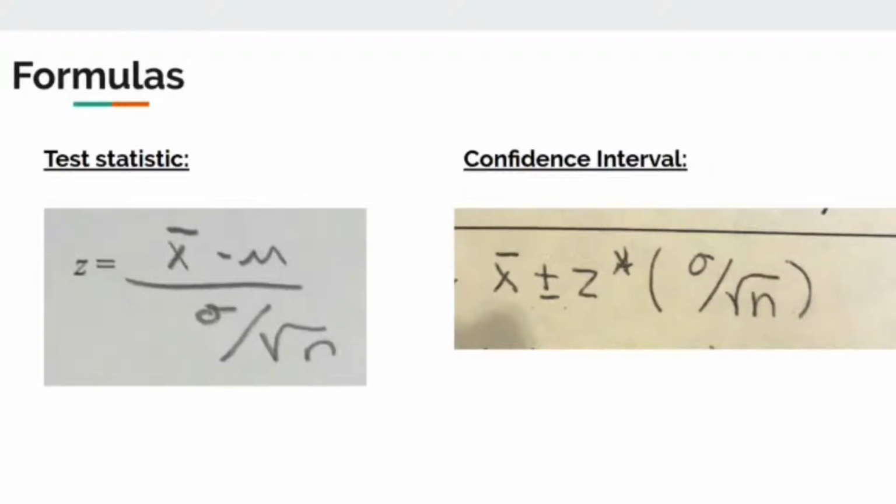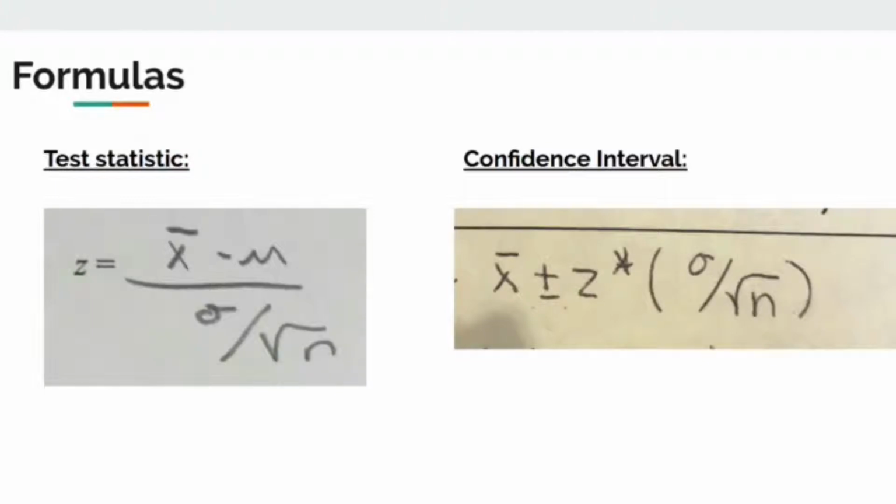So for the confidence interval, we have a 4-step process. Number 1, state the name of the interval. Number 2, state your conditions. The conditions for a confidence interval are: was an SRS taken? Is it normal, or n is greater than or equal to 15? And is it independent, or the population is greater than or equal to 10n, the sample size?